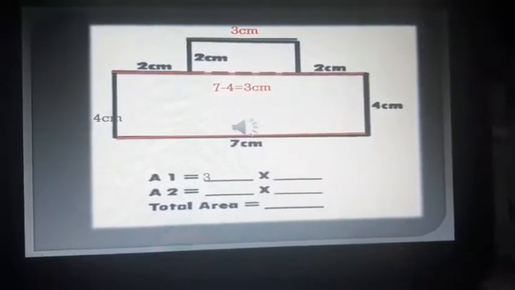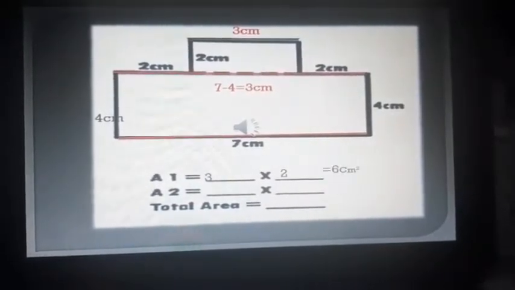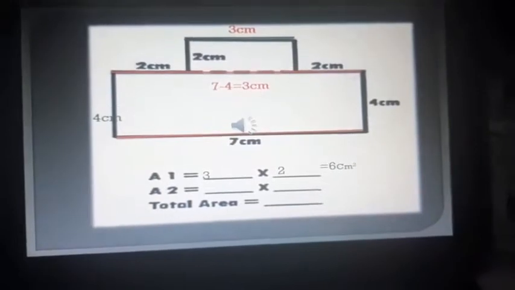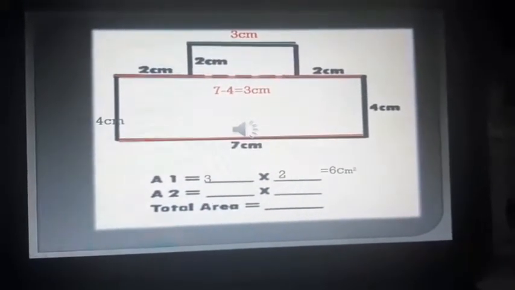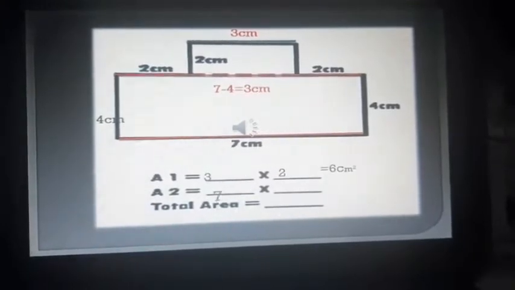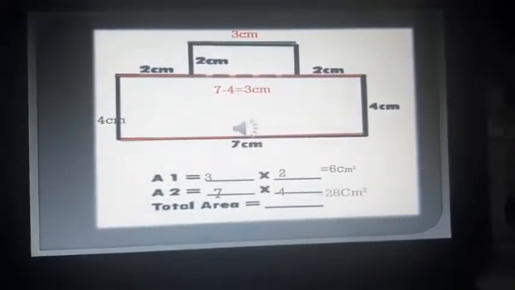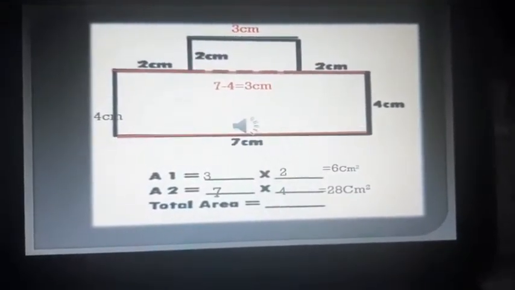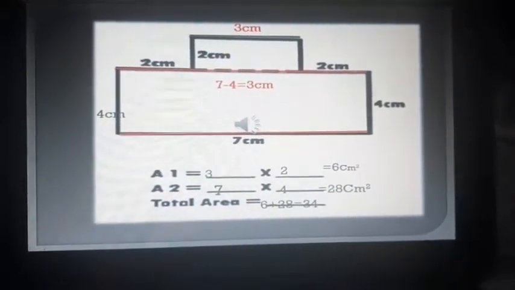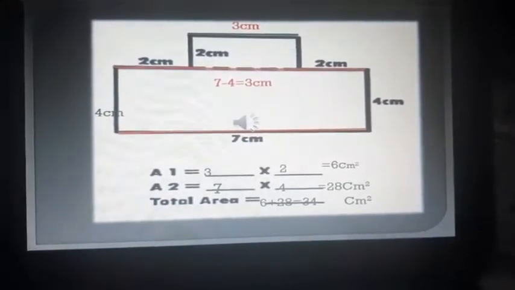Make times between 3 and 2 to get the first area, 6 centimeters squared, and for the second shape make times between 7 and 4, it will be 28 centimeters squared. To get the total area, yes, make plus between them. Excellent, Junior 3.